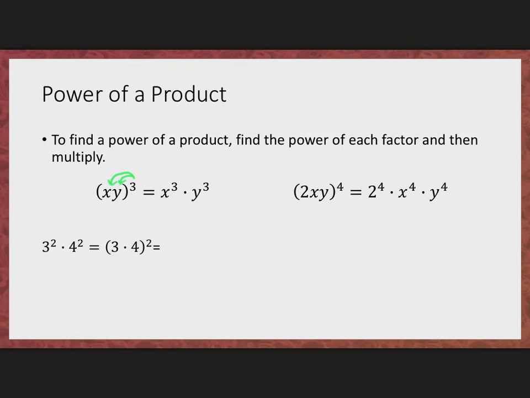In dealing with numbers, we can take this fourth power and apply it to the 2, apply it to the x, and apply it to the y. Here we have 2 to the fourth times x to the fourth times y to the fourth. Now, 2 to the fourth can be multiplied out. 2 times 2 times 2 times 2 is 16. So 16 times x to the fourth times y to the fourth. And I'll rewrite that because we don't need the multiplication signs anymore in between. 16 x to the fourth, y to the fourth.